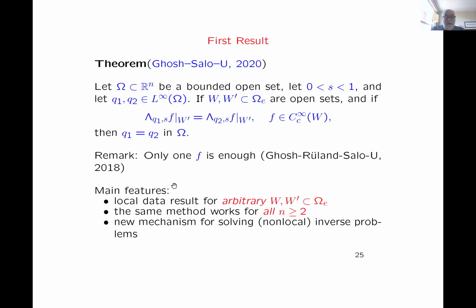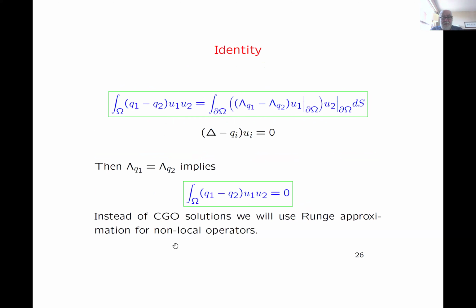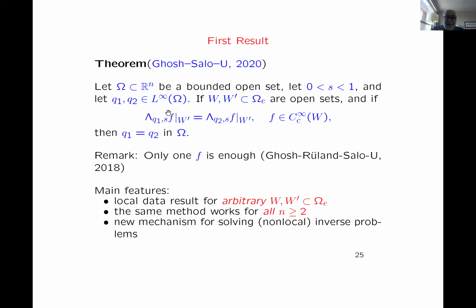So this is a result which involves local data for arbitrary open sets. There is no difference in the dimensions. This is true for any dimension, I should have said here, bigger or equal than 2. And it's a new mechanism that does not use complex geometrical optics solutions for solving this type of non-local inverse problems. Let's assume that you have it in the whole exterior at the moment.